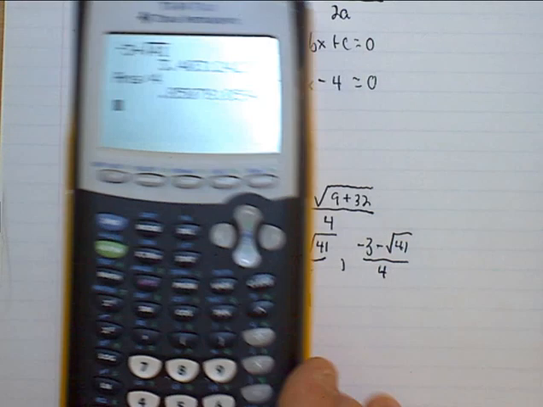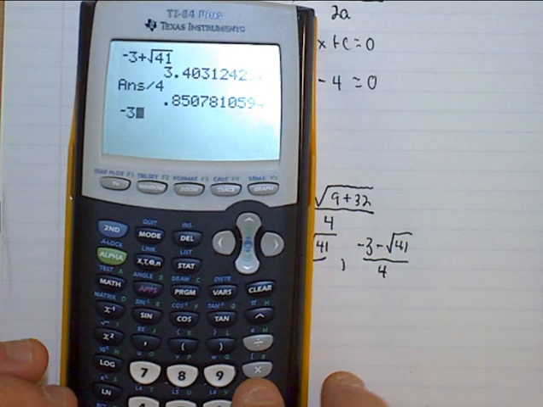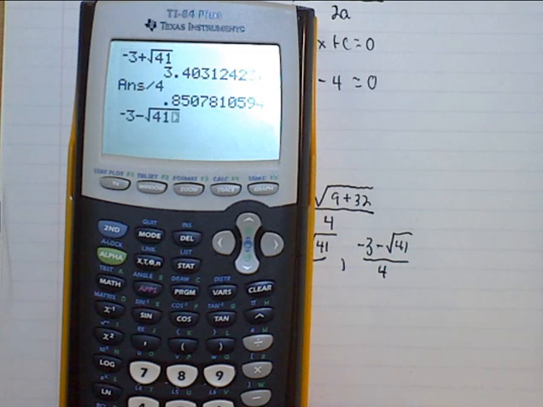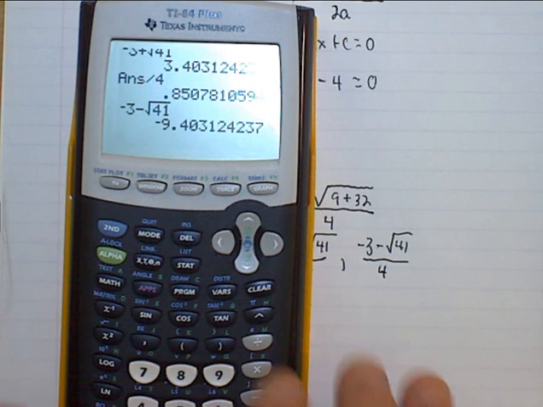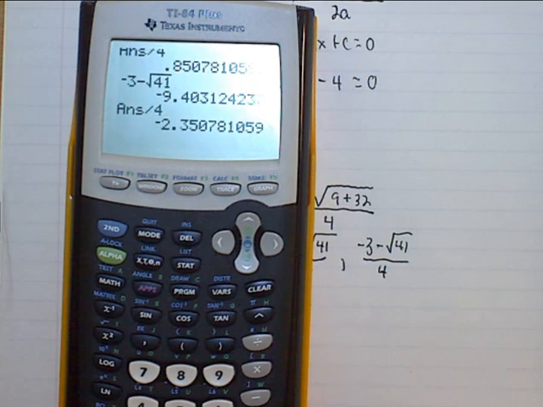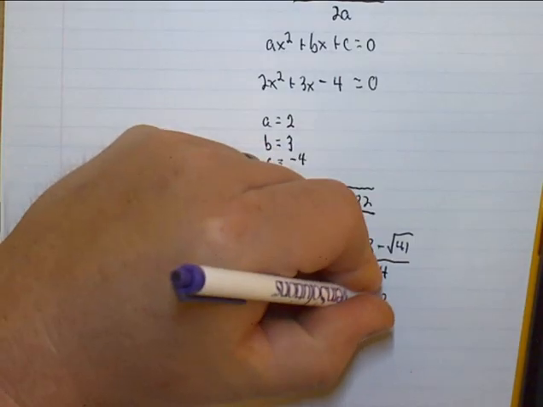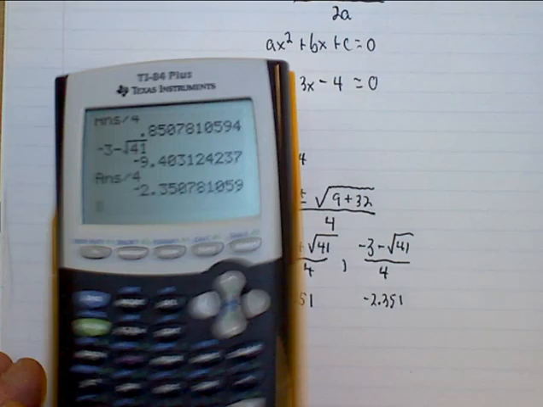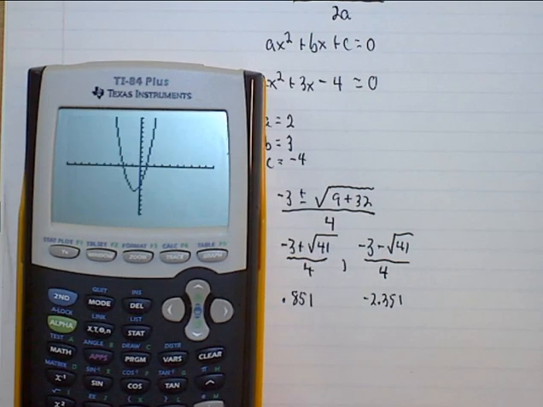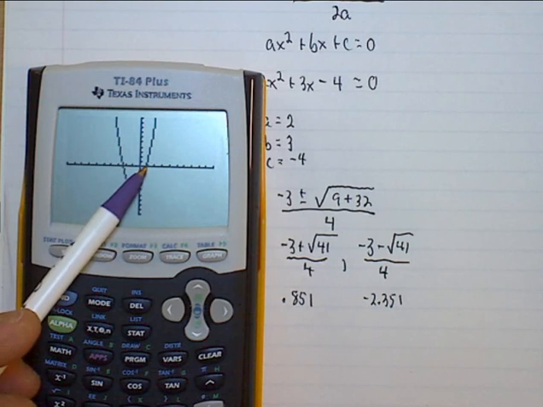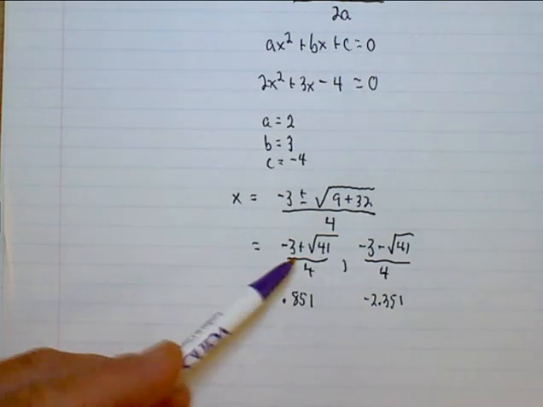And then the other one is going to be negative 3 minus the square root of 41. Notice I'm pressing enter now. Divided by 4. And that's negative 2.351. So those are the two x-intercepts. Does that look about like negative 2.3? Pretty close. And this one a little less than 1, about 0.851. Yeah. Exact answers, approximation.